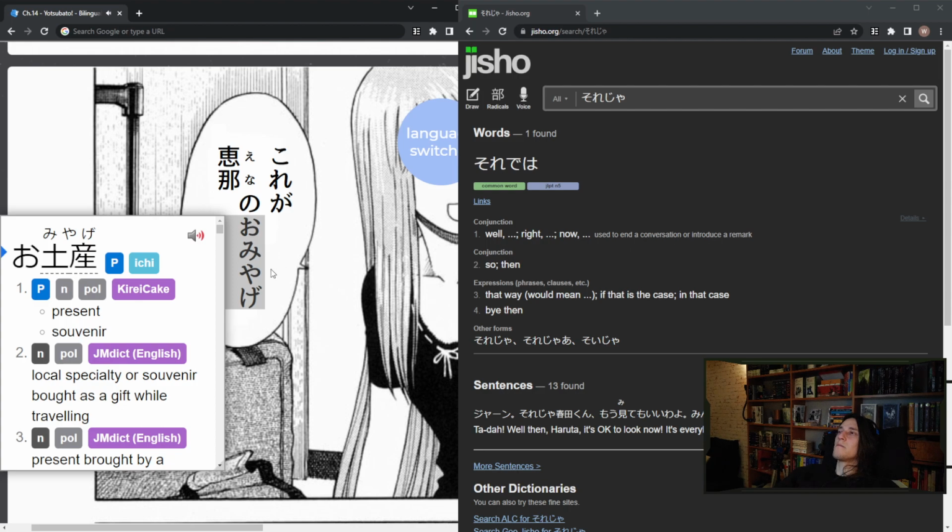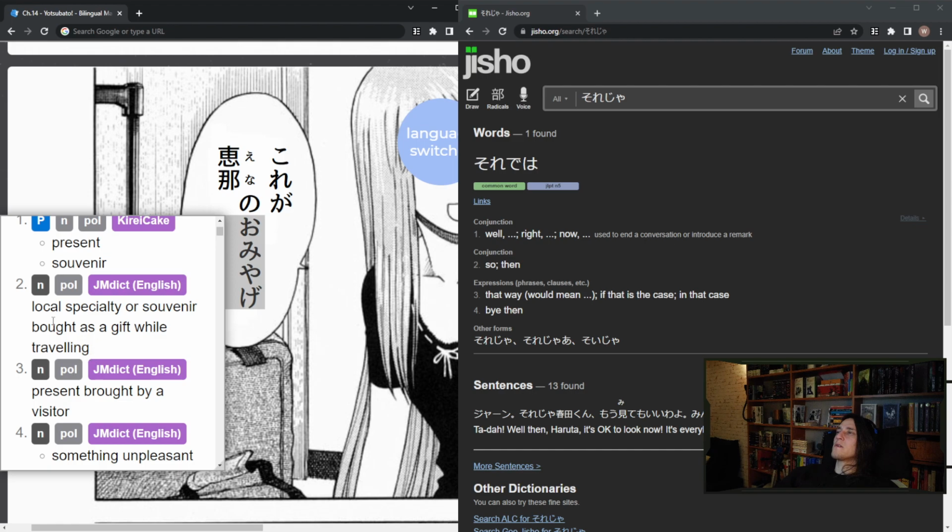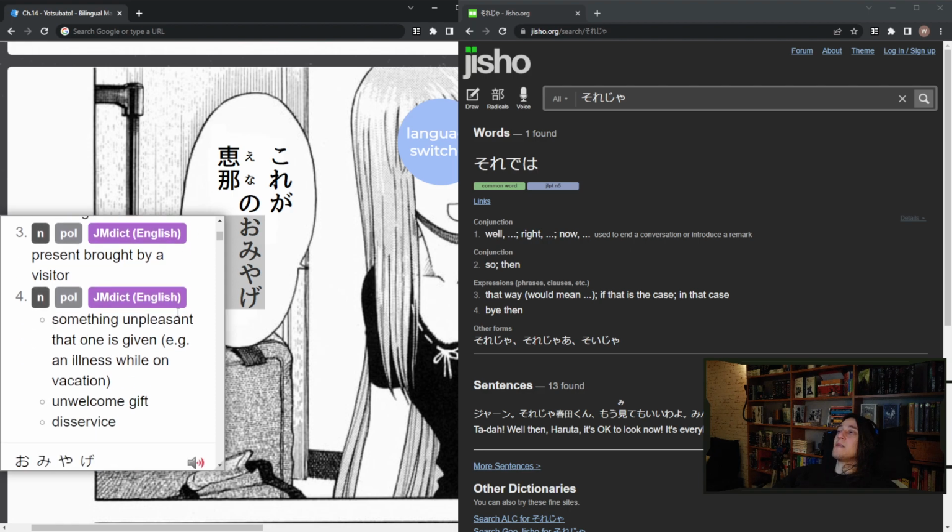Omiyage. Wait, kanji? Okay. I'd say so. Oh, it's going to be a souvenir. Local specialty or souvenir, but as a gift while traveling. Okay, this is actually more useful this time. Something unpleasant that one is given, an illness while on vacation. Unwelcome gift. Interesting.